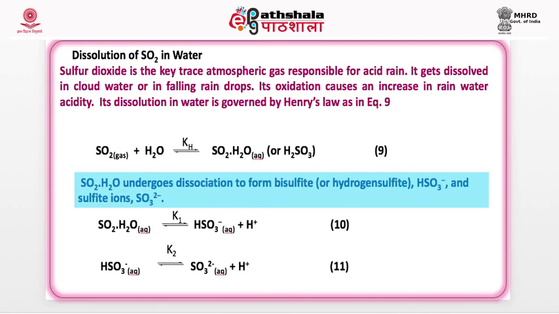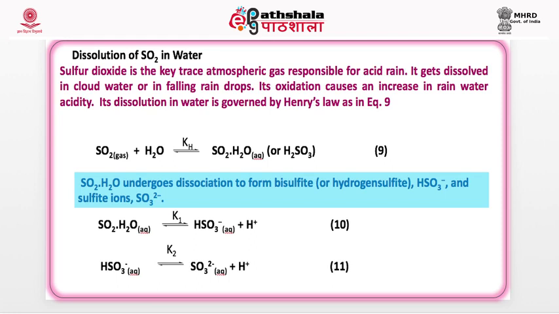Dissolution of SO2 in water. This is very important. SO2 is a cause of acid rain. It is sulfur dioxide; we will discuss it later on. It is a key trace atmospheric gas responsible for acid rain. It gets dissolved in cloud water or in falling raindrops. Remember, sulfur dioxide is present as gas molecules in the atmosphere. When it rains, the drops come out, there is a collision between the SO2 molecules and the raindrop, and in the raindrop, SO2 molecules dissolve.